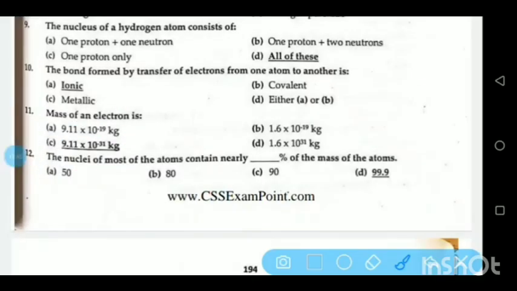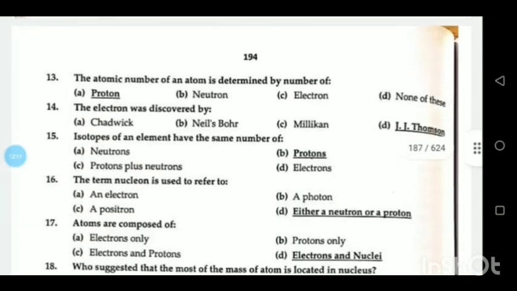The bond formed by transfer of electrons from one atom to another is ionic. Mass of an electron is 9.11 times 10 raised to the power minus 31 kg. The nuclei of most atoms contain nearly 99.9% of the mass of the atoms.